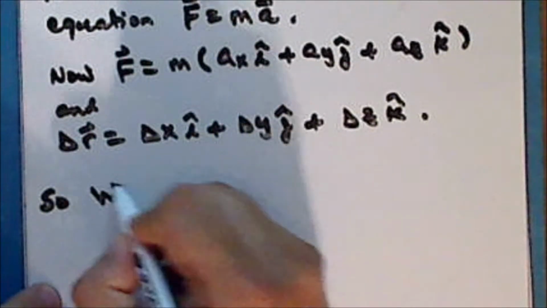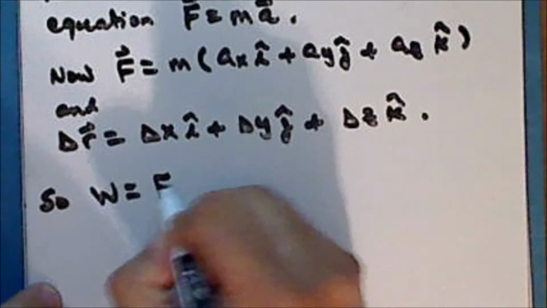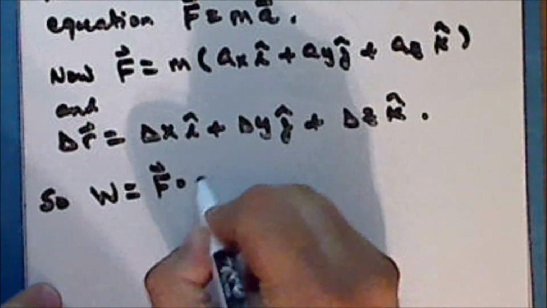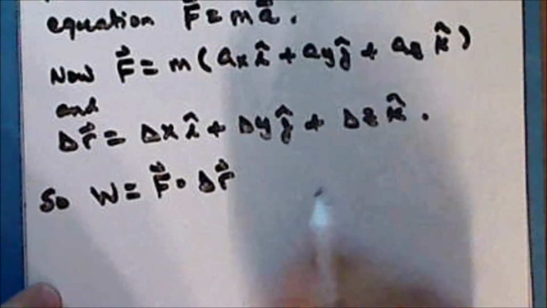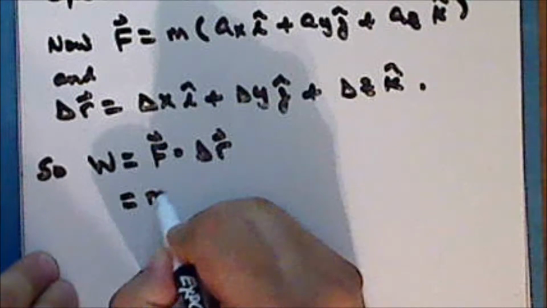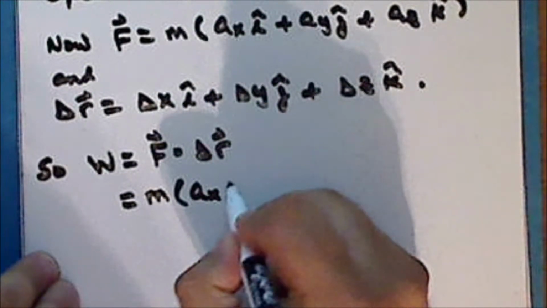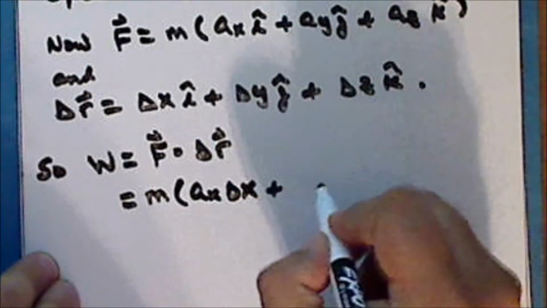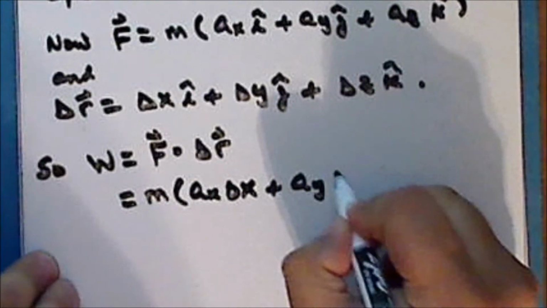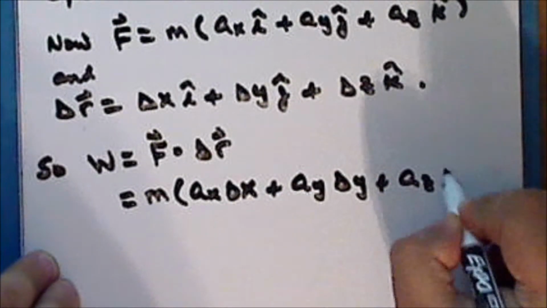And so the work done by the constant force F is the dot product of the force with the displacement vector. So we have the mass times the quantity, a sub x times delta x, plus a sub y times delta y, plus a sub z times delta z.